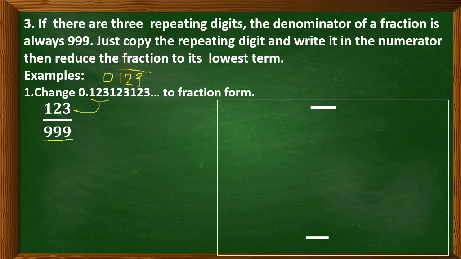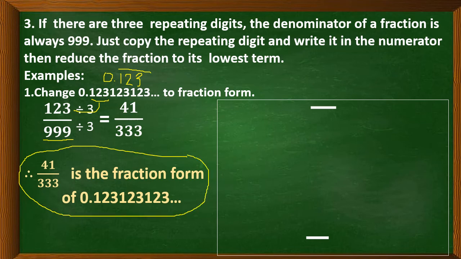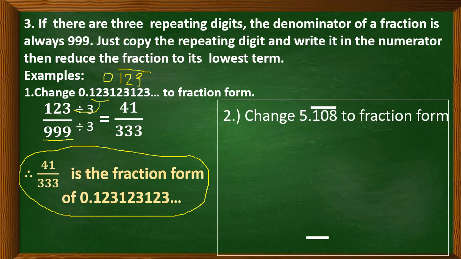already three repeating digits. Next, we have to reduce the fraction to its lowest term, and the greatest common factor between 123 and 999 is 3. So 123 divided by 3 is equal to 41. 999 divided by 3 is equal to 333. Therefore, 41 over 333 is the fraction form of 0.123 repeating.